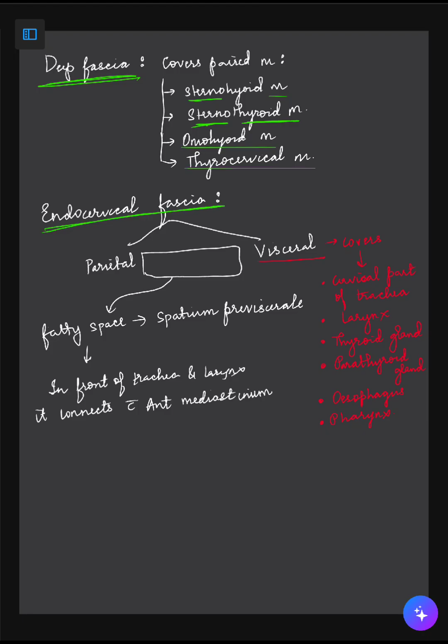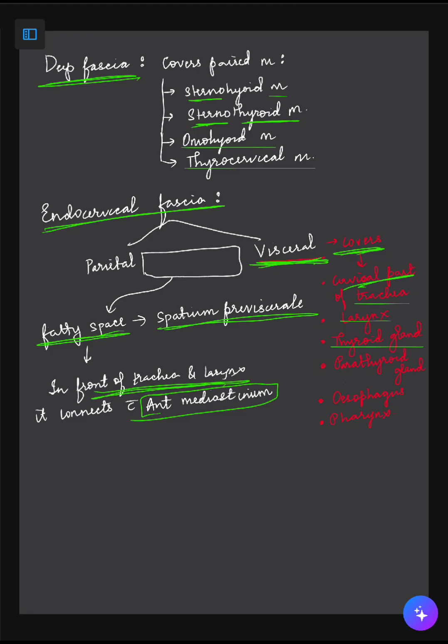Now in the omotracheal triangle, the endocervical fascia again divides into parietal and visceral layers. Between these, there is again a fatty space. This is called the spatium previscerale. This fatty space, in front of the trachea and larynx, connects to the anterior mediastinum. Now the visceral lamina, what part does it cover? The cervical part of the trachea, larynx, thyroid gland, parathyroid gland, esophagus and pharynx.